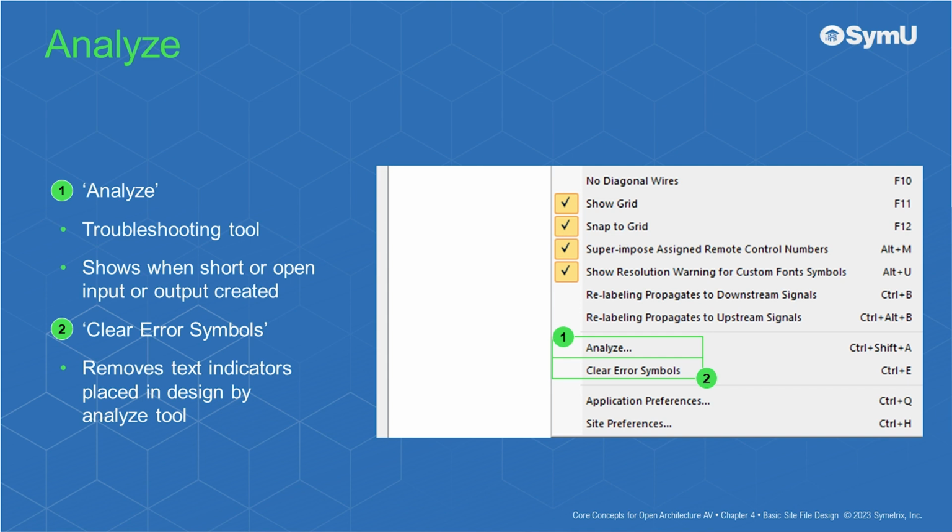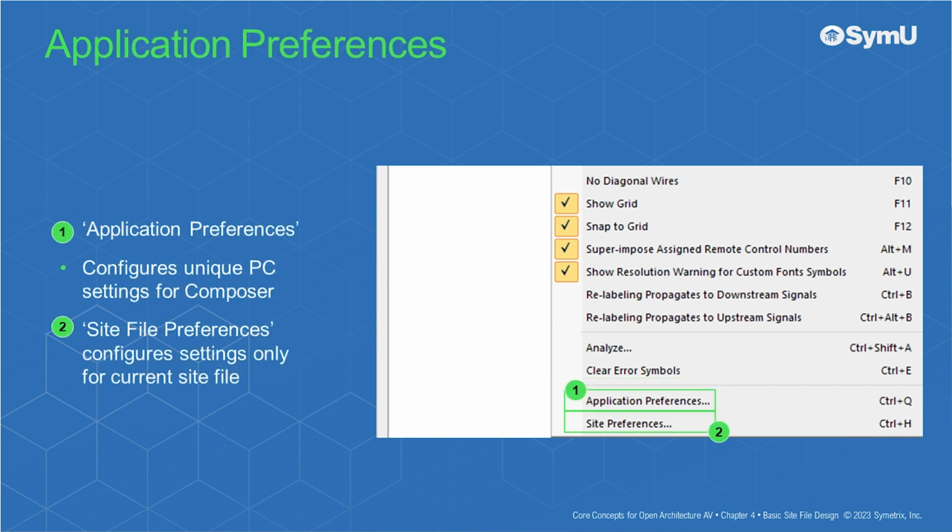Analyze is a troubleshooting tool that shows when a short or an open input or output has been created in a design. Clear error symbols removes the text indicators placed into a design after using the Analyze tool. Application Preferences configures unique PC settings related to the operation of Composer. Site File Preferences configures settings that only affect a currently active site file.